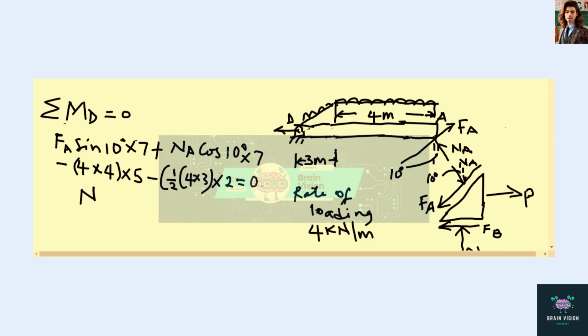Of course, your Fa is mu Na. So you just have to substitute the values given there for mu, which is the coefficient of friction. So your Na is going to be equal to 12.79 kilonewton.